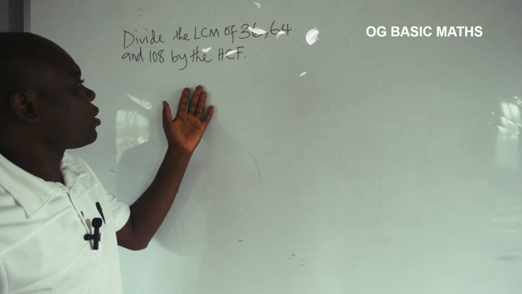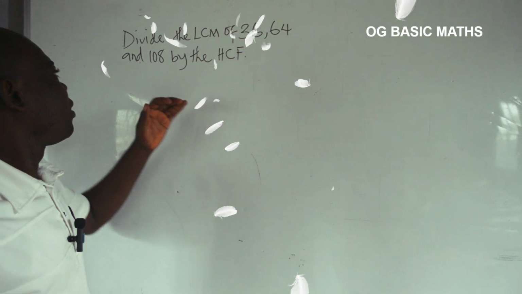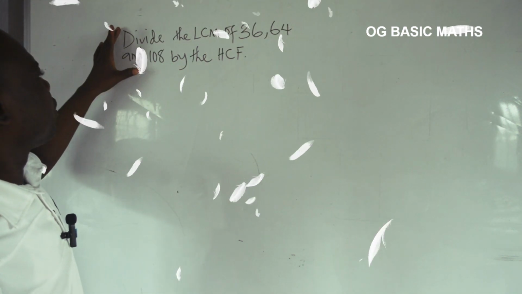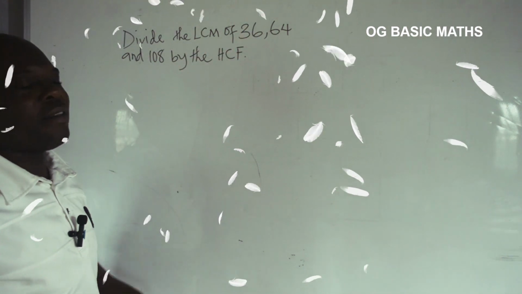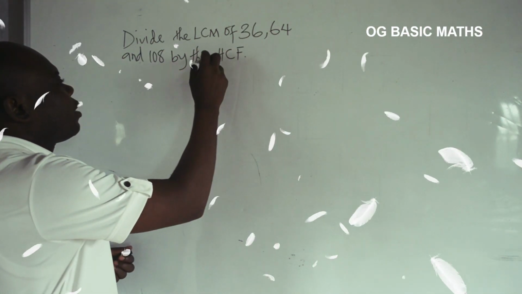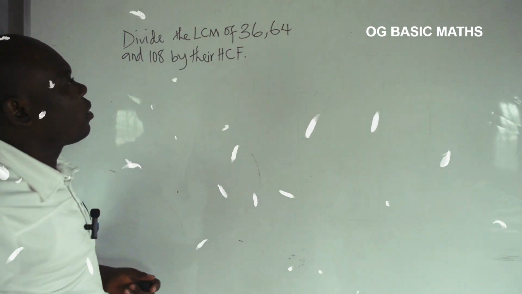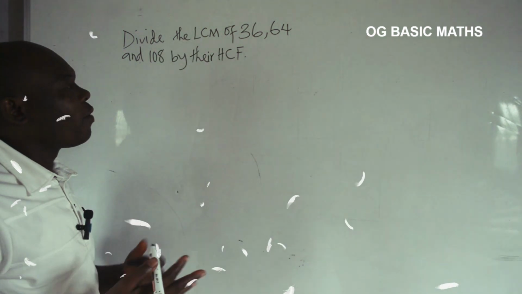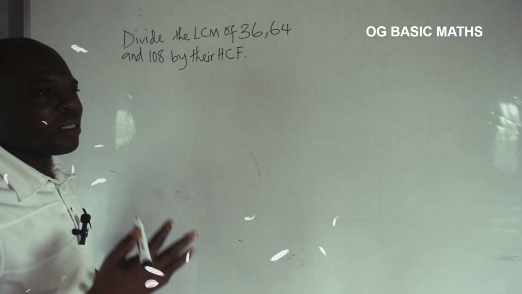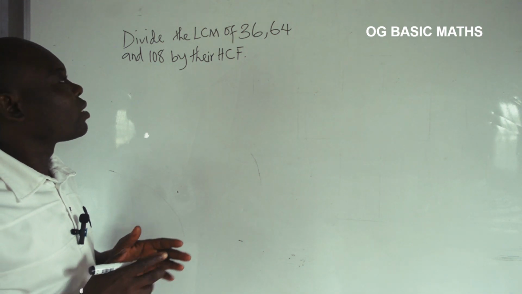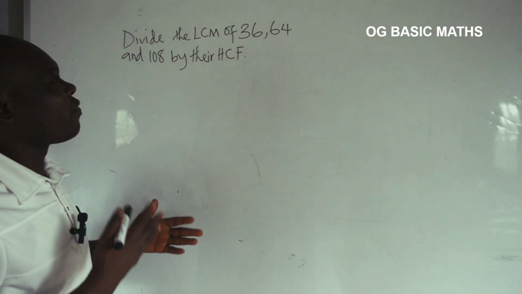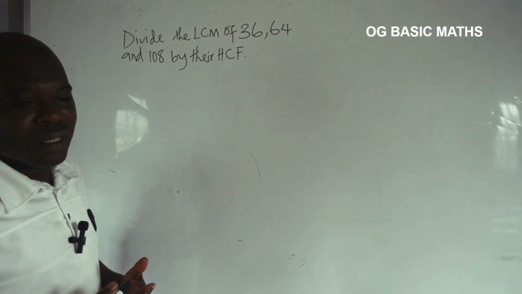Let's get this resolved as fast as we can. We're told to divide the LCM of 36, 64, and 108 by their HCF. LCM means lowest common multiple, which is the smallest number that is a multiple of 36, 64, and 108.